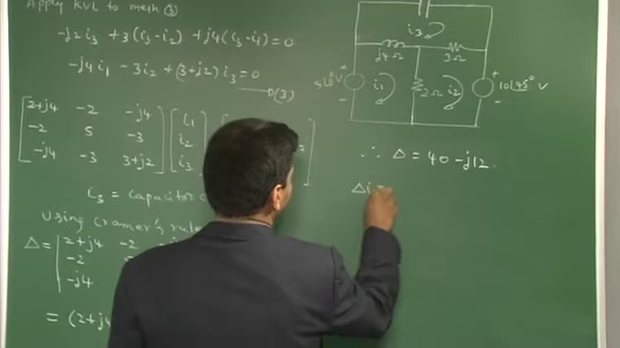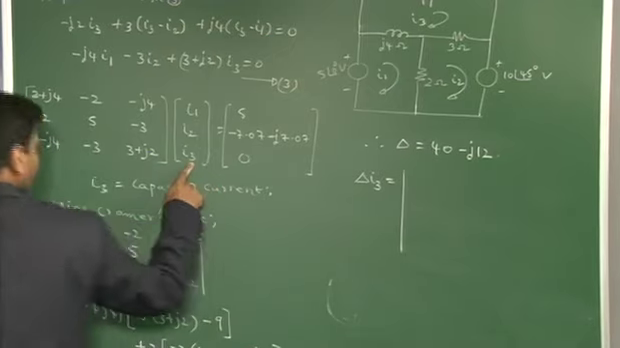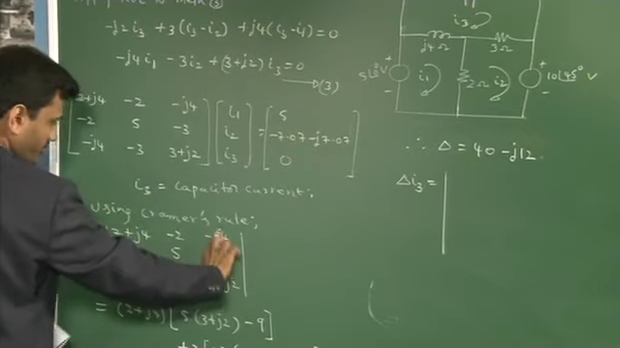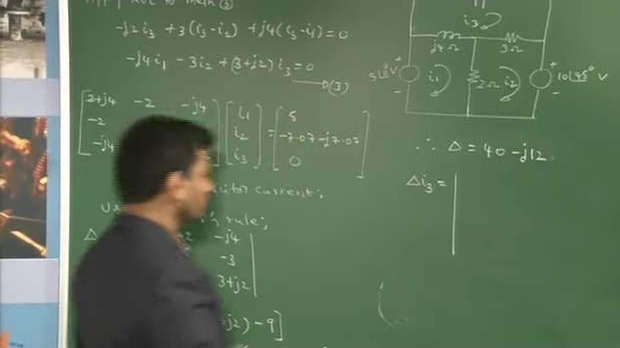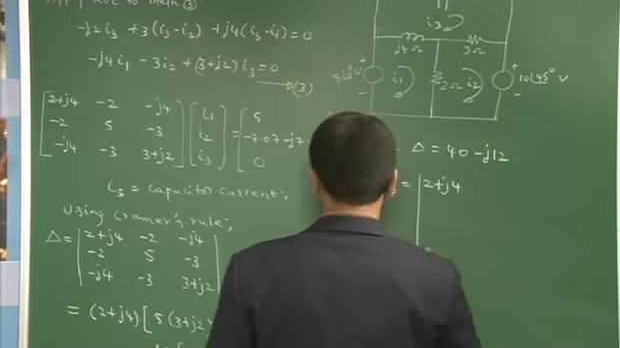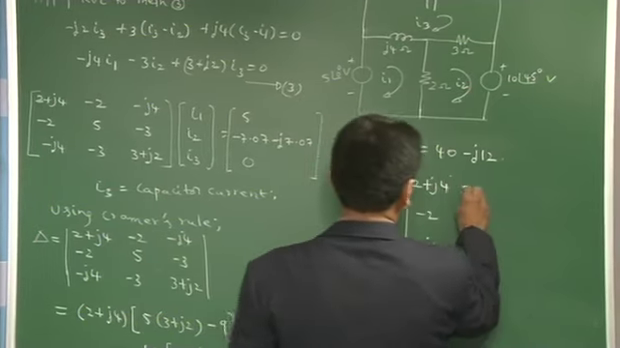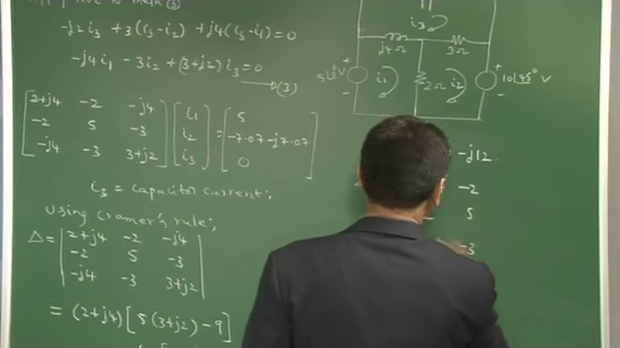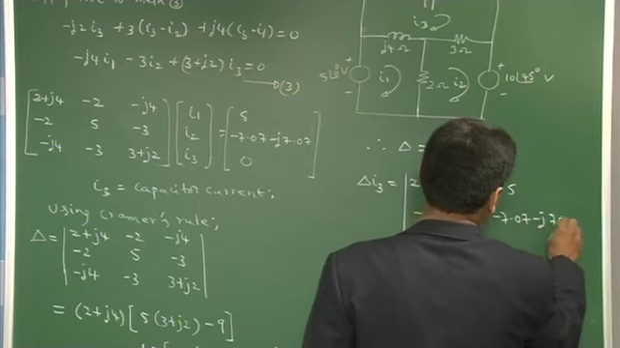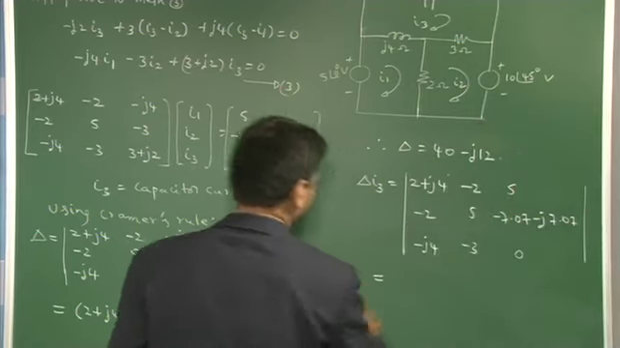So delta I3 is now equal to, okay, you know what to do. If I have to find I3, the right hand side should be substituted in the third column. All these are basics, I think you should be knowing. So 2 plus j4, minus 2 minus j4, then minus 2, then 5, minus 3, then 5, minus 7.07 minus j7.07, and then 0. Now we will expand this determinant.